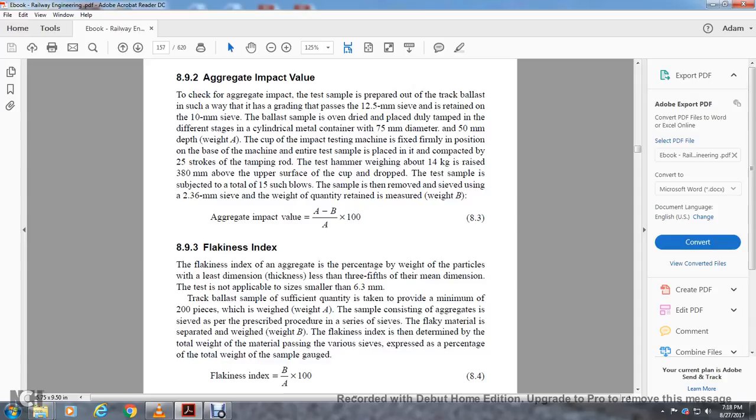Flakiness index of aggregate is the percentage by weight of particles whose least dimension, the thickness, is less than three-fifths of the mean dimension of that particle size, for sizes larger than 6.3 millimeters. For the track ballast, a sample of sufficient quantity is taken to provide a minimum of 200 pieces, which is weighed as weight A.